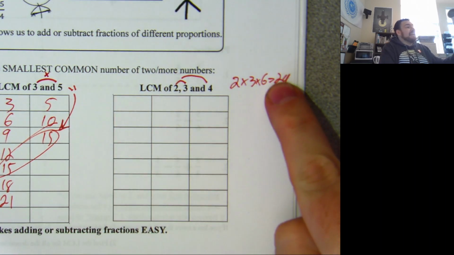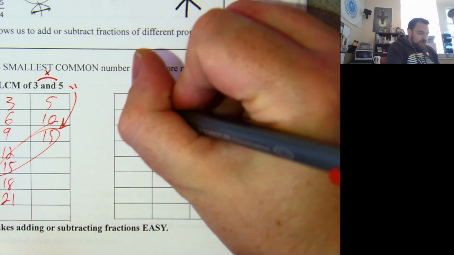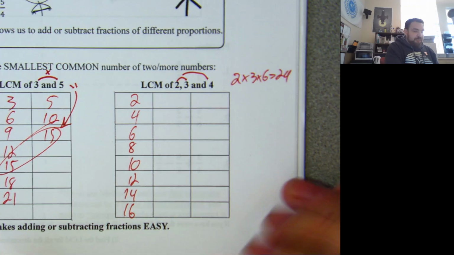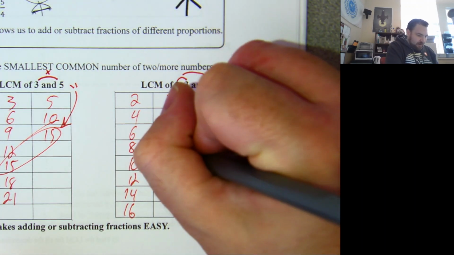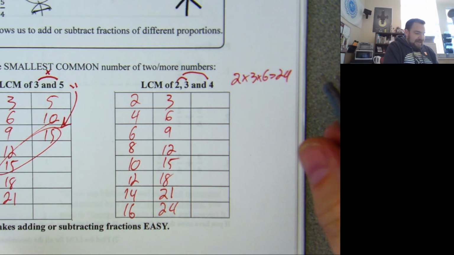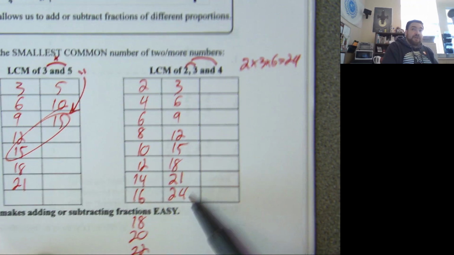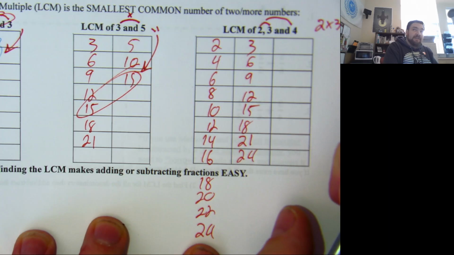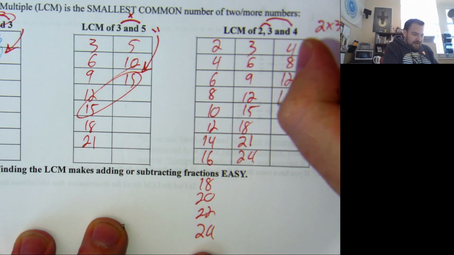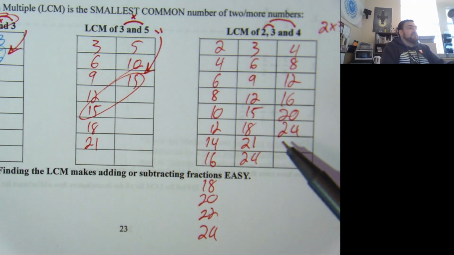So 24 is a common multiple, but is it the least common multiple? Let's use Ethan's method to check. We got 2, 4, 6, 8, 10, 12, 14, 16. My 3's are going to go 3, 6, 9, 12, 15, 18, 21, 24. Actually, let's keep going with the 2: 16, 18, 20, 22, 24. Look, we hit 24. We knew that one was going to work because we just multiplied them together. And then 4 is going to go 4, 8, 12, 16, 20, 24. See, 24 does work. But is it the smallest number that shows up in all three lists?